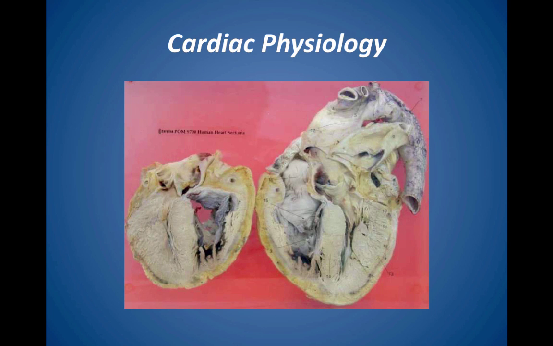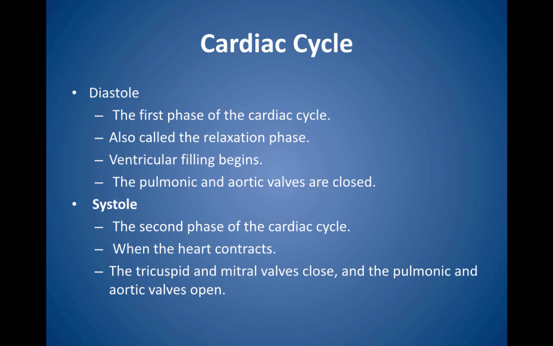And there's just a little picture of a dissected human heart. So in the cardiac cycle, you've got the diastole and the systole, and that first phase of the cardiac cycle is going to be the diastole. It's a relaxation phase. It's the lower number. That's when ventricular filling begins, and the pulmonic and aortic valves are closed.